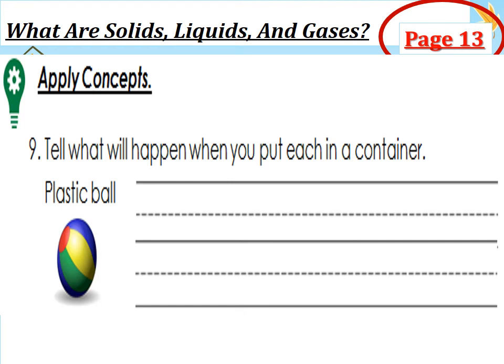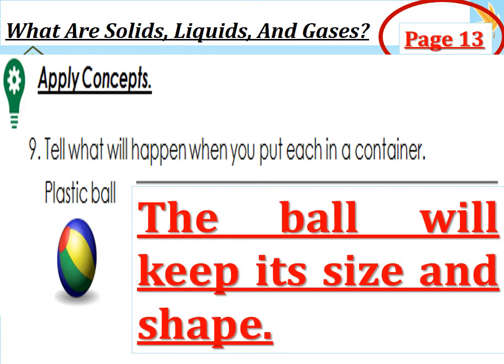Alright students, let us finish your page 13. Tell what will happen when you put each in a container. The first one is a plastic ball. You start writing your answer on the space provided for you. Okay, let us see your answer. Good job! We have the ball will keep its size and shape. Very good.